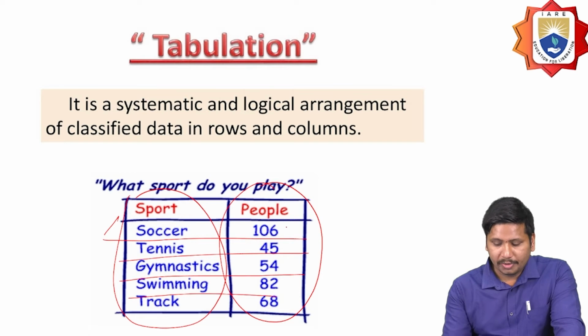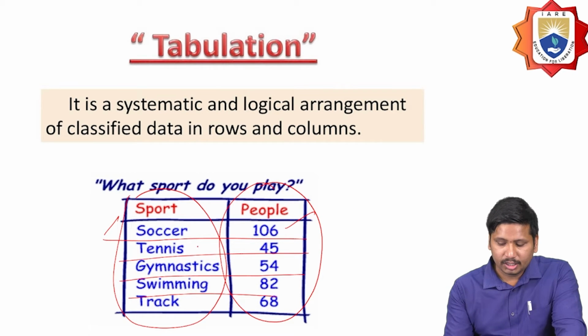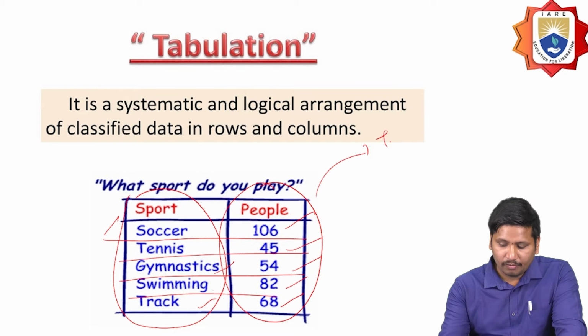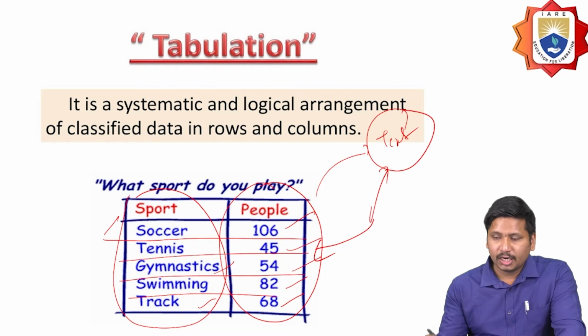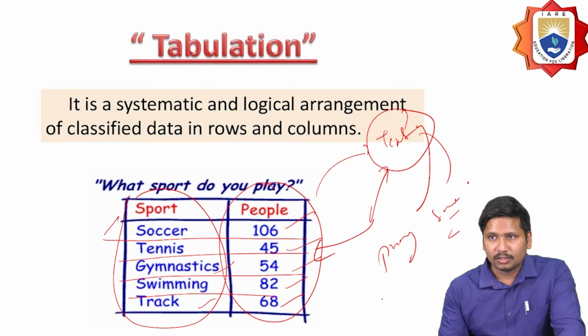Sports like snooker, and then the number of people who participated in snooker, suppose it is 106, I can write it. And similarly tennis 45, gymnastics 54, swimming 82, and track 60. Normally this comes in the form of text. So by analyzing this text I can represent the data in the form of a table, once the data has been collected either from the primary source or from a secondary source like this.